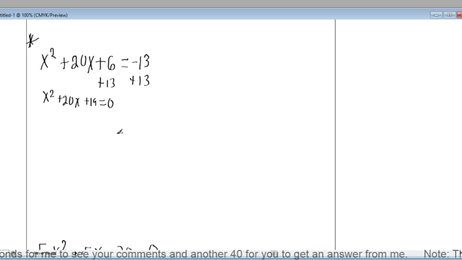So we could tackle this one as an AC problem. 1 times 19 is 19. Factors of 19 that get us 20 are 1 and 19. We could go from there. I actually want to show us a different way of doing this. There's yet another way of solving these things, and that is the complete the square method.